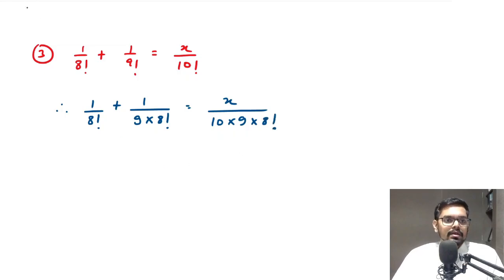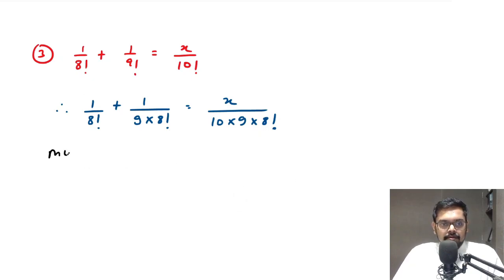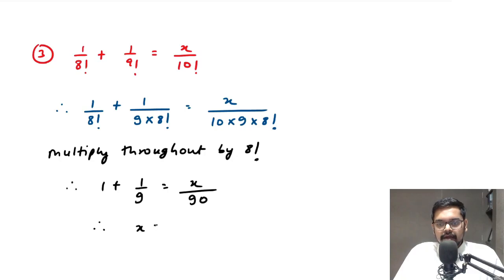Why are you doing this? Because now I am going to multiply throughout by 8 factorial. If I multiply throughout by 8 factorial, then 8 factorials from numerator and denominator will vanish, and finally I'm going to get 1 plus 1 by 9, that is equal to x by 90. So if you rearrange and you solve, you will get your answer as x is 100.